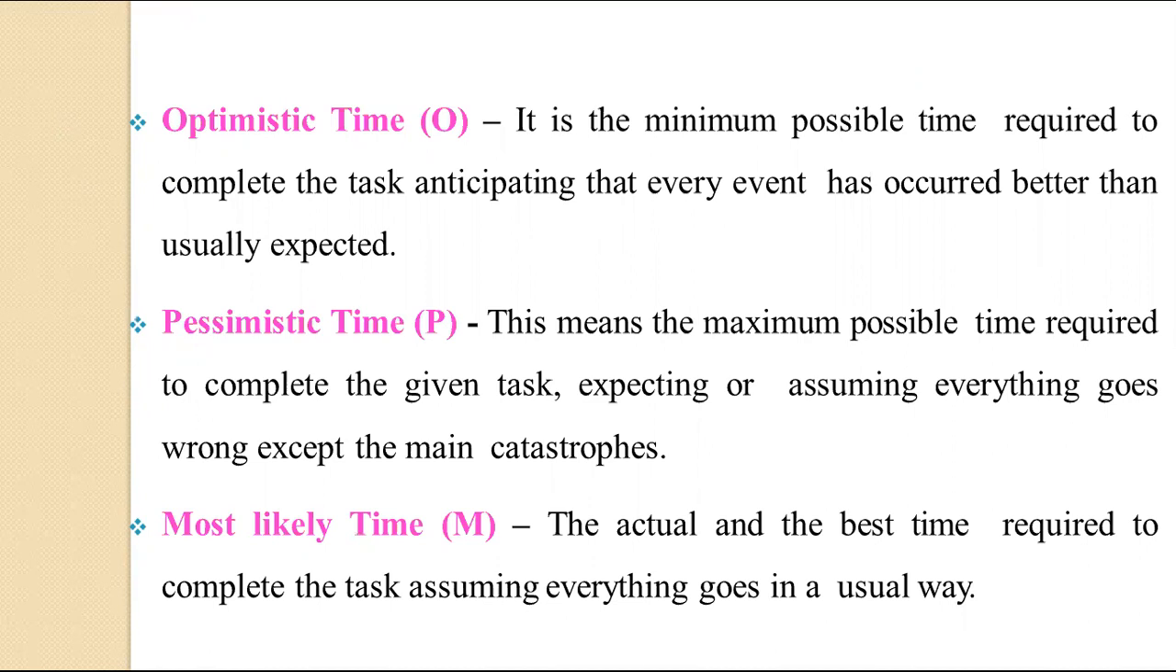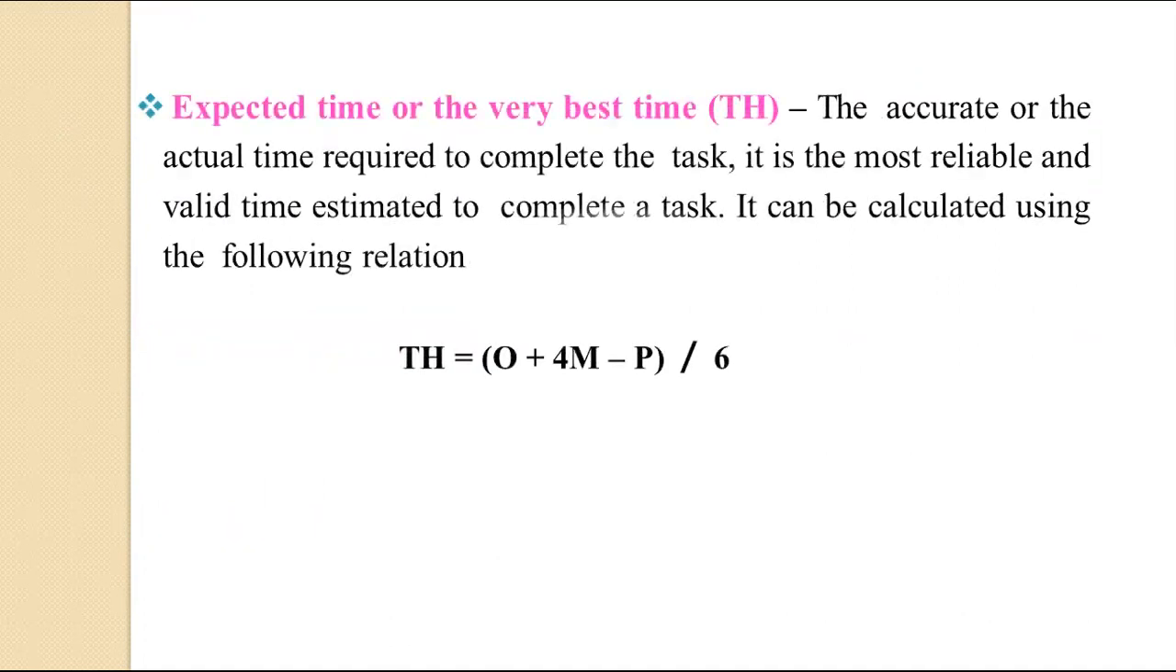And the fifth one is most likely time, M. That is the best estimate of the time required to complete the task, assuming that everything goes in the usual way. Now coming to the sixth one, that is expected time. Here, it is the accurate, actual time required to complete the task, and it is the most reliable and valid time estimate to complete a task.